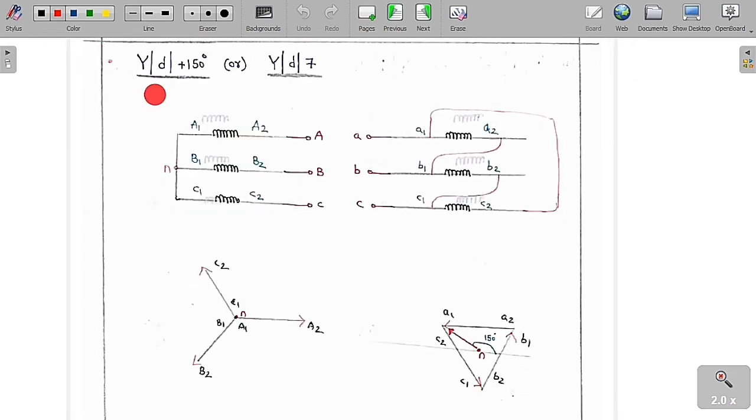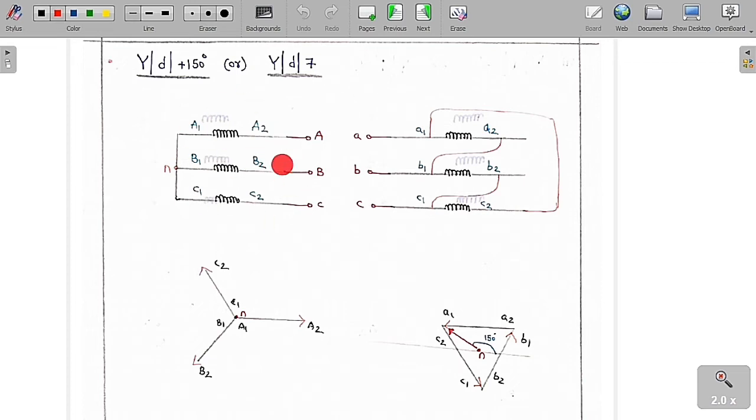Now we are going to discuss the star delta plus 150 degree, which is also called the star delta 7 o'clock. Plus 150 means simply that the phase voltage of the low winding is leading the phase voltage of the high winding. That is the meaning of this. Therefore plus 150 means it is 7 o'clock.